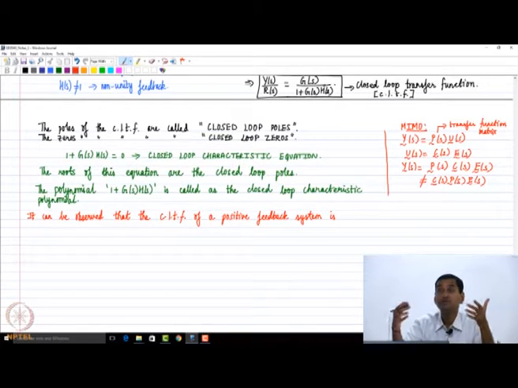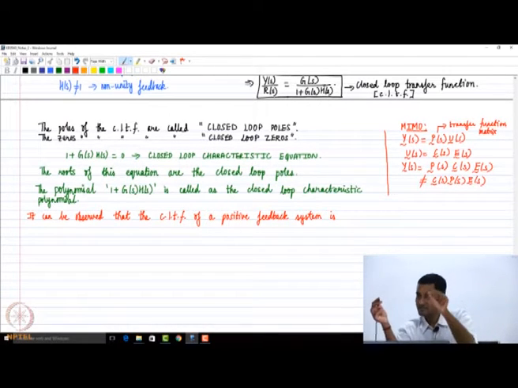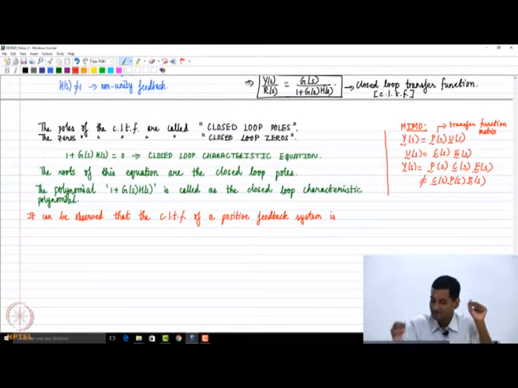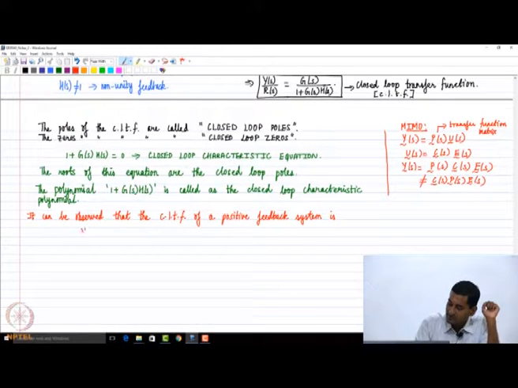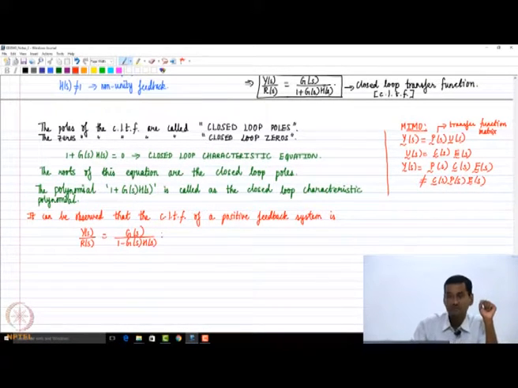If you encounter a system with positive feedback, the only difference is that at the summing junction you have two plus signs instead of a plus and a minus. So immediately you will see, and you can derive this as homework, what is going to be the only difference? The denominator will become 1 minus g of s h of s.